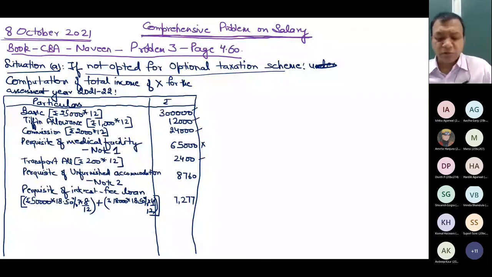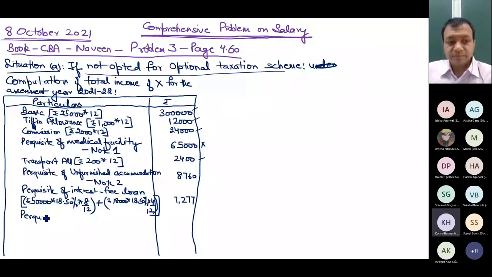Employer company sells the following assets to X on 10th Jan 2021. 10th Jan 21, my previous year. So when the company sells the assets, do you know it's also a perquisite? What is the name of this perquisite? Sale of movable assets. Yes, it is perquisite in respect of sale of movable assets.